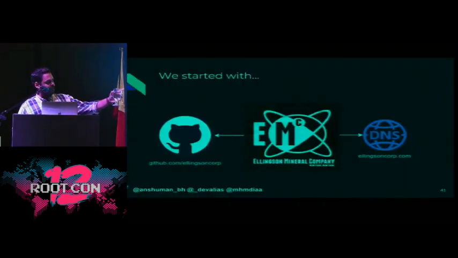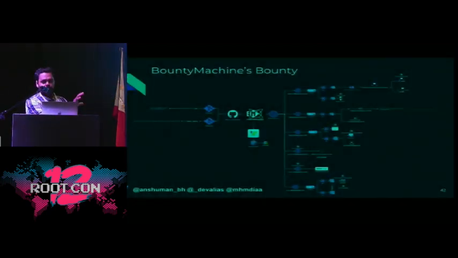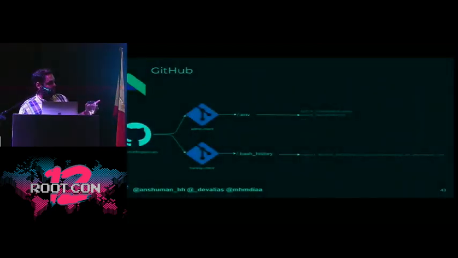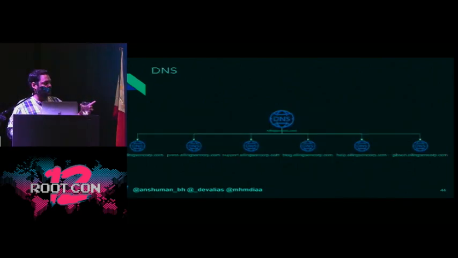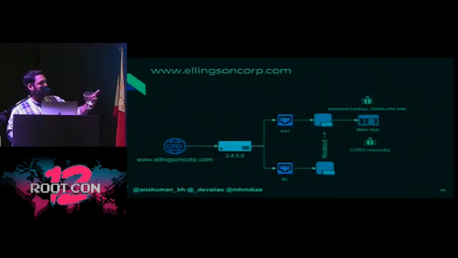So just imagine, we started with just a GitHub repository and our main domain, and we end up with all of this. Let me quickly show all the things that we found. We found secrets hidden in GitHub repositories. We found all the subdomains of the main domain. We found different ports open, and then we ran different tools.